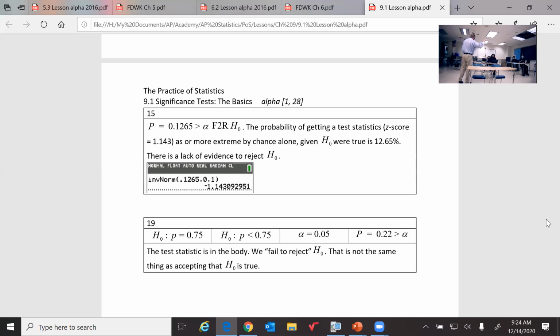You either reject the null, in this case that 75% of the kids do homework, or not. Our p-value was greater than the alpha level. You have to pick that beforehand. So what happened? 0.1265 is greater than 0.05. So we would fail to reject the null. There's a lack of evidence that the true proportion of kids doing their homework is less than 75%.